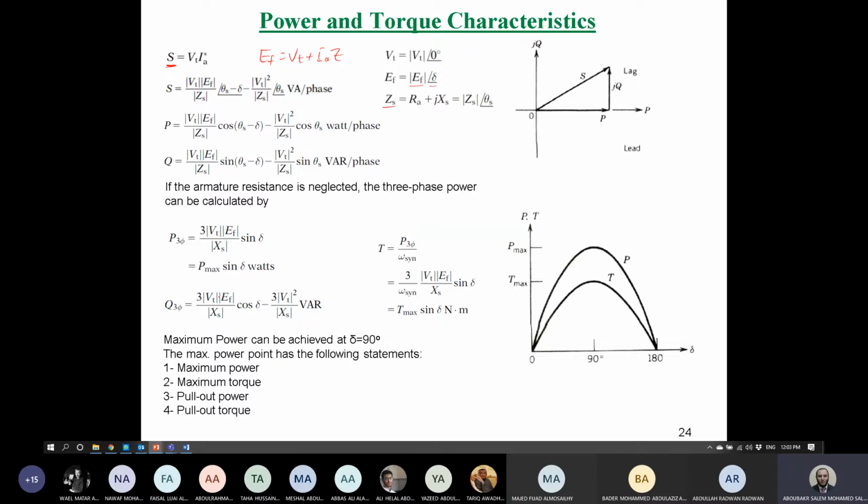طبعا يا شباب, all of the voltage values here are phase values. تمام. So if it is, for instance, a star connection, you have to get the phase value by dividing the line voltage over square root of 3. طيب. And also طبعا for the other equations, EF here, V terminal is phase, EF is phase, IA is phase as well. طيب. Also, we discussed that torque equals power over omega.